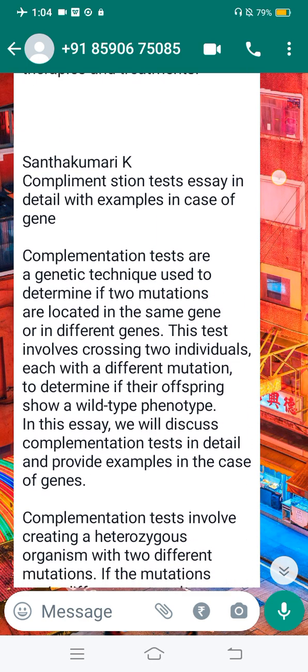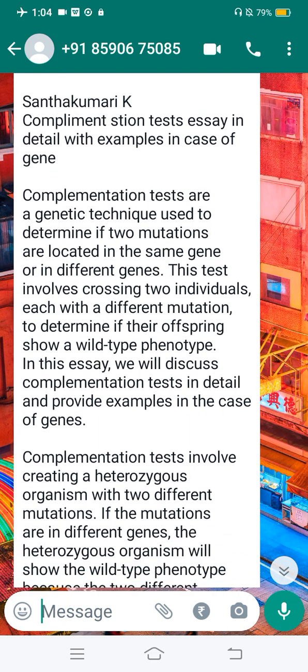So, complementation tests. Now we are going to learn about the next topic, that is nothing else but the complementation tests. This is not related to the previous topic, but due to some reasons we are studying them together. These are the leftover portions from my syllabus, so I'm sorry for presenting all this in one video, but pardon me for that.